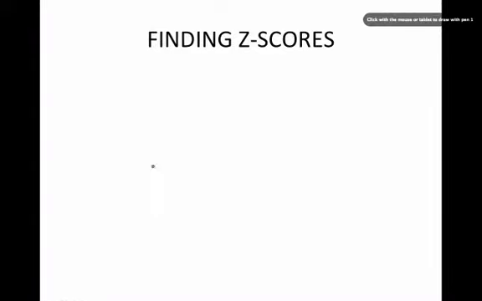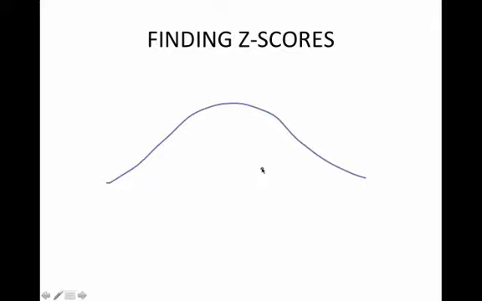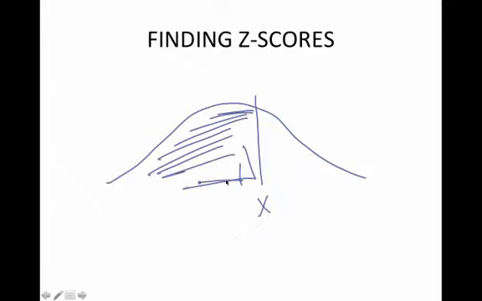So what you know how to do is, if you're given a normally distributed set of data and you know a certain x value, you can find the area under the curve that is to the left of that value, or you are finding the probability that that event will occur.